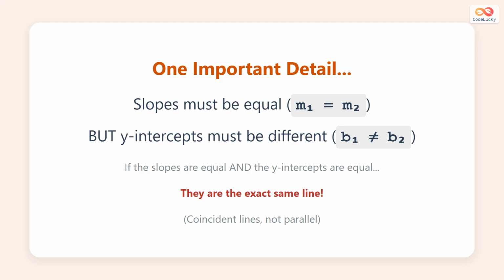There is one crucial detail to remember. While the slopes must be equal, the y-intercepts must be different. If both the slopes and the y-intercepts are the same, then you are actually looking at the exact same line, not two distinct parallel lines.